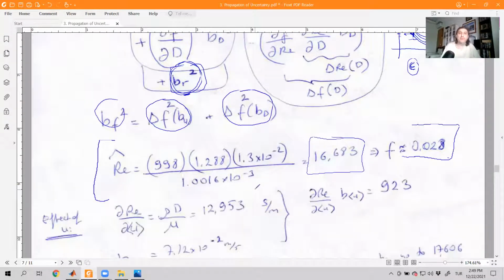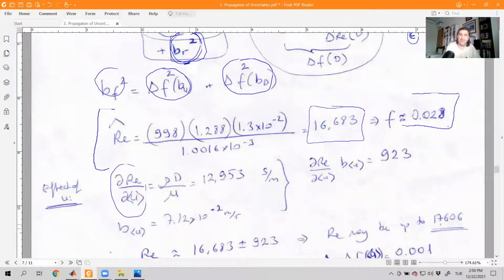And how do we compute those? As I said, I need to take the partial derivative with respect to U, and I have BU here. When I multiply those two, I find that we have an uncertainty of 923 units in Reynolds number due to the uncertainty in U. So a perturbation in U in the reasonable range that we have suggested would yield a perturbation of about 1000 units in Reynolds number.